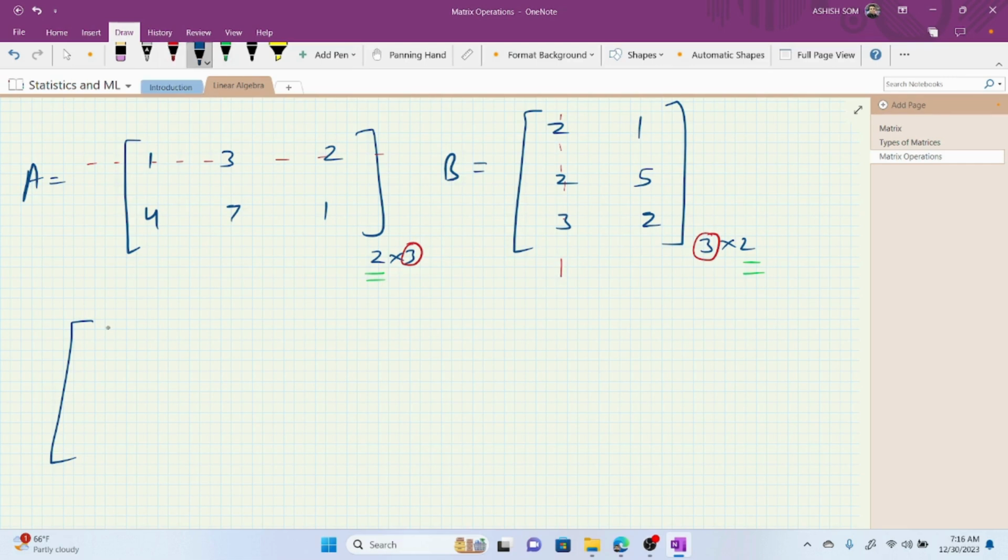So how to do that? 1 multiply by 2, then 3 multiply by 2, plus 2 multiply by 3. Now the first row first column is completed. Now what I'll be doing? I will take the first row and the second column.